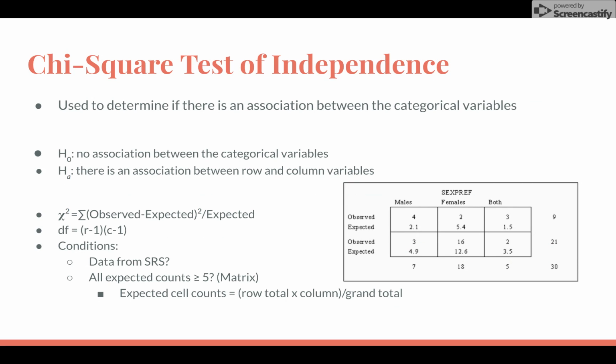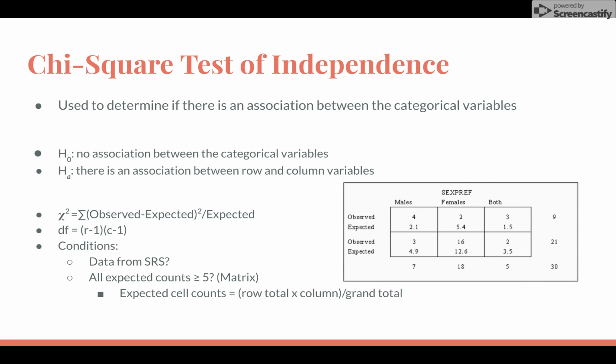And finally, a chi-square test of independence is used to determine if there's an association between the categorical variables. The null hypothesis would be that there is no association, whereas the alternative hypothesis would be that there is an association between the row and column variables. The formula is again the same, and degrees of freedom as well, rows minus 1 times columns minus 1. Conditions are again the same, and you would see the same two-way table.